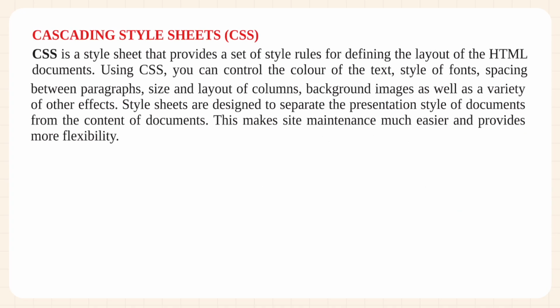Cascading Style Sheets, CSS. CSS is a style sheet that provides a set of style rules for defining the layout of HTML documents. Using CSS, you can control the color of the text, style of fonts, spacing between paragraphs, size and layout of columns, background images, as well as a variety of other effects. Style sheets are designed to separate the presentation style of documents from the content of documents. This makes site maintenance much easier and provides more flexibility.